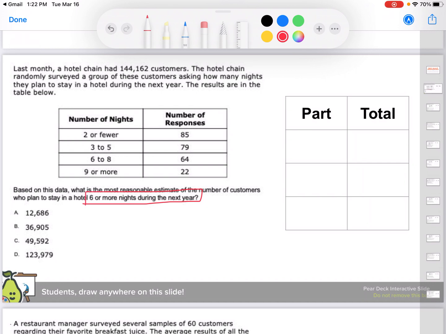So the first thing I'm going to look at is the sample. So I know that 6 or more nights, that would be 64 plus 22. So I end up with 86 out of a total. I have to add up all the people they sampled. So 85 plus 79 plus 64 plus 22. I get 250. All right, then they have their total customers, right? They gave us that information, so that's going to go in the total column.